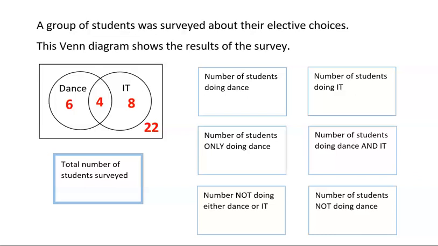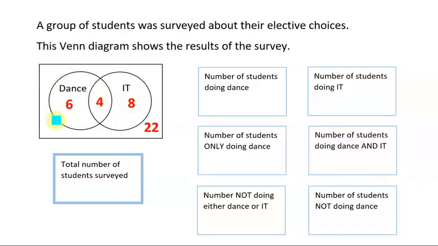Let's have a talk about Venn diagrams and the information that we can gather based on the numbers or the data that are represented on a Venn diagram. Here's an example of a Venn diagram. It is rectangular in shape and contains two overlapping circles.